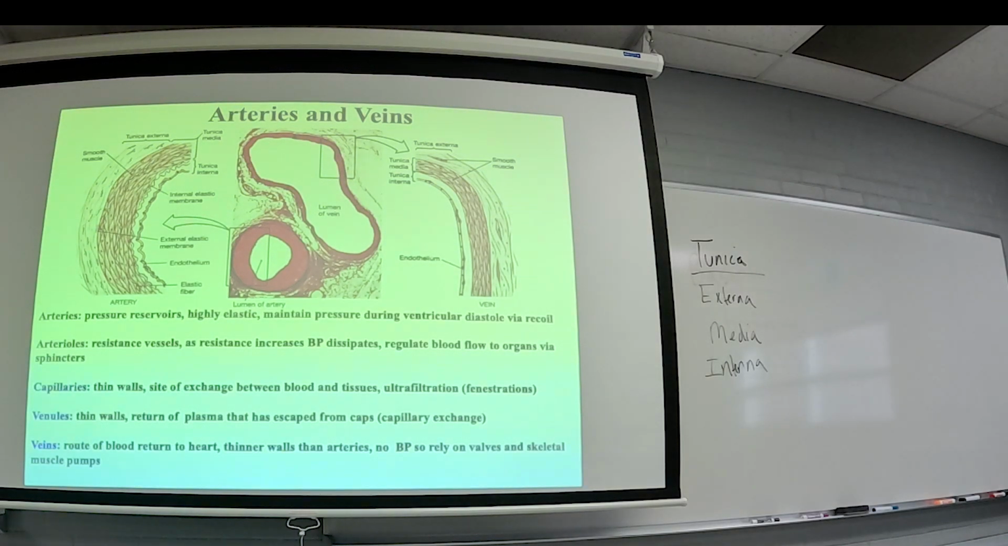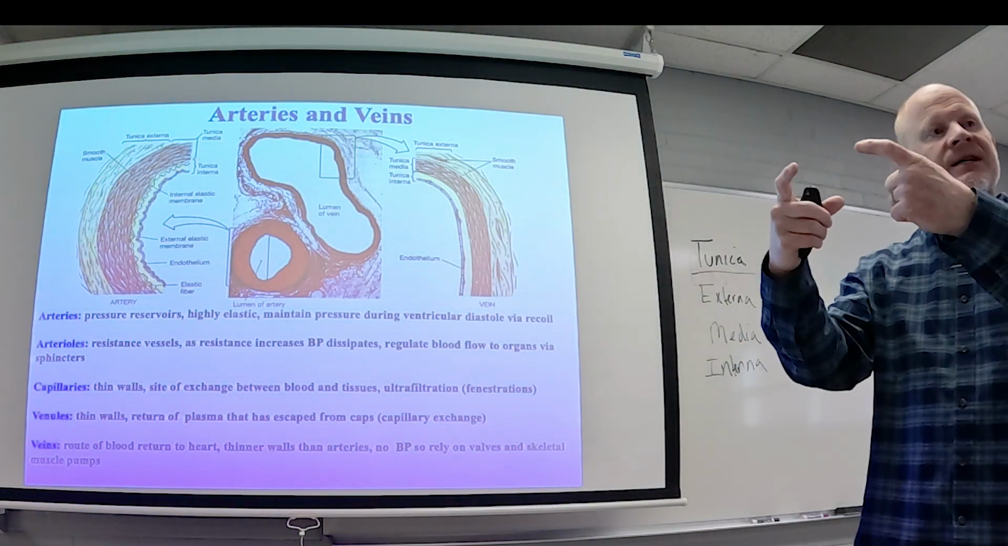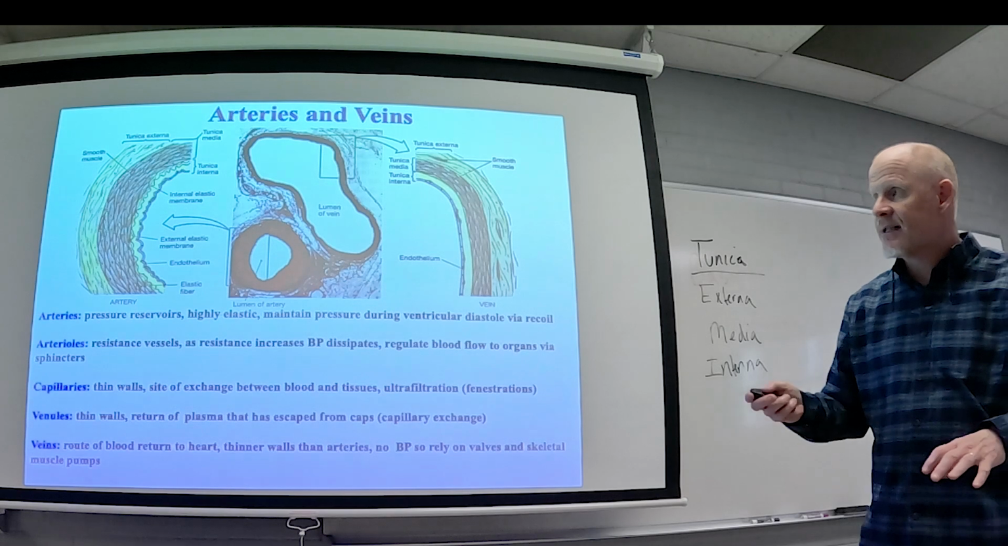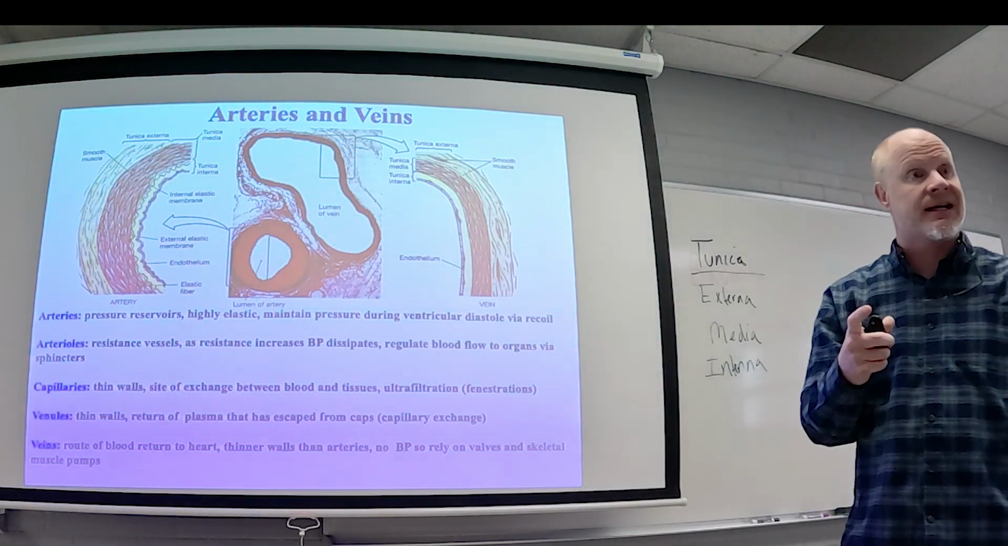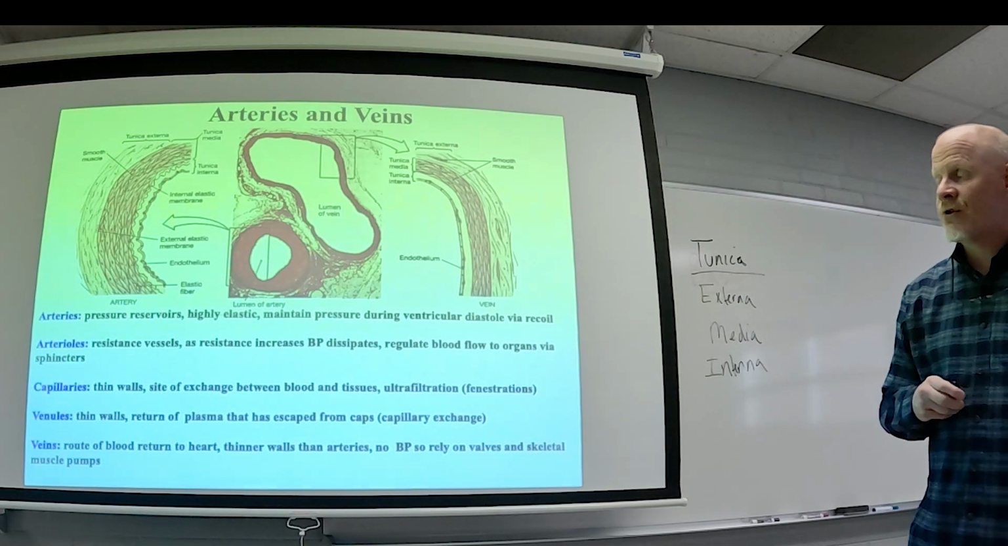So this is what you see. When you go from the aorta to a large vein to a medium-sized vein, the aorta, the largest blood vessel in the body, is actually called an elastic artery because that media is completely elastic connective tissue. It's like a rubber band. It can stretch and return to its original shape.